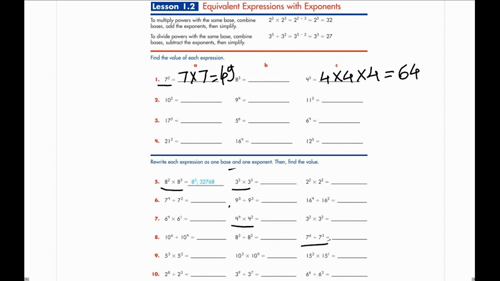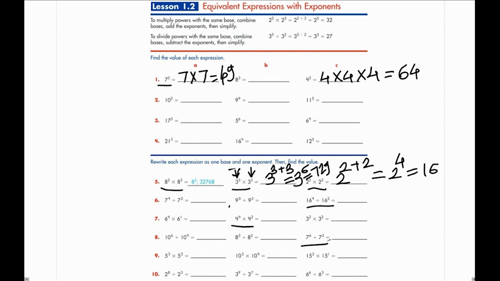Then comes multiplication or division. If it's multiplication, write the base the same and add the exponents. Here the exponents are 3 and 3, which becomes 3 plus 3 equal to 6. Here it becomes 2 plus 2 equal to 4. And now you can find the value, where 3 raised to 6 becomes 729 and 2 raised to 4 becomes 16.